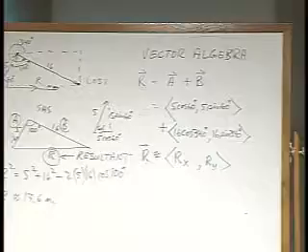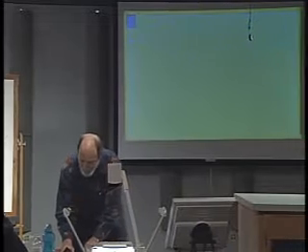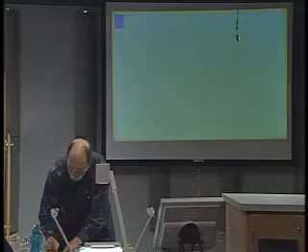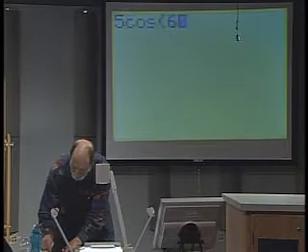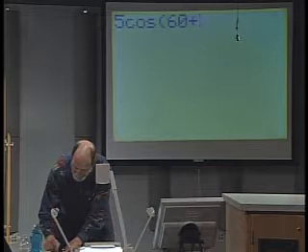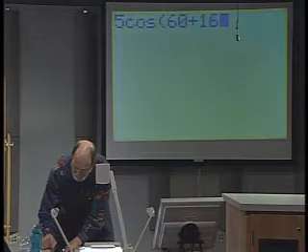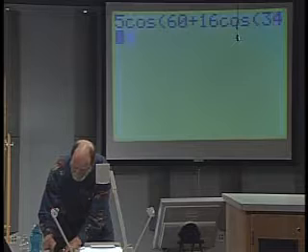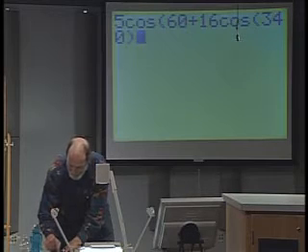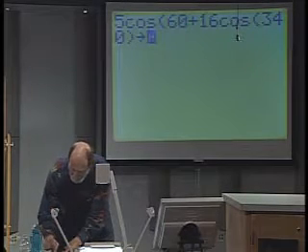At this point, we can efficiently use our calculator by doing the following. 5 cosine 60 plus 16 cosine 340, and store this in memory cell alpha x.